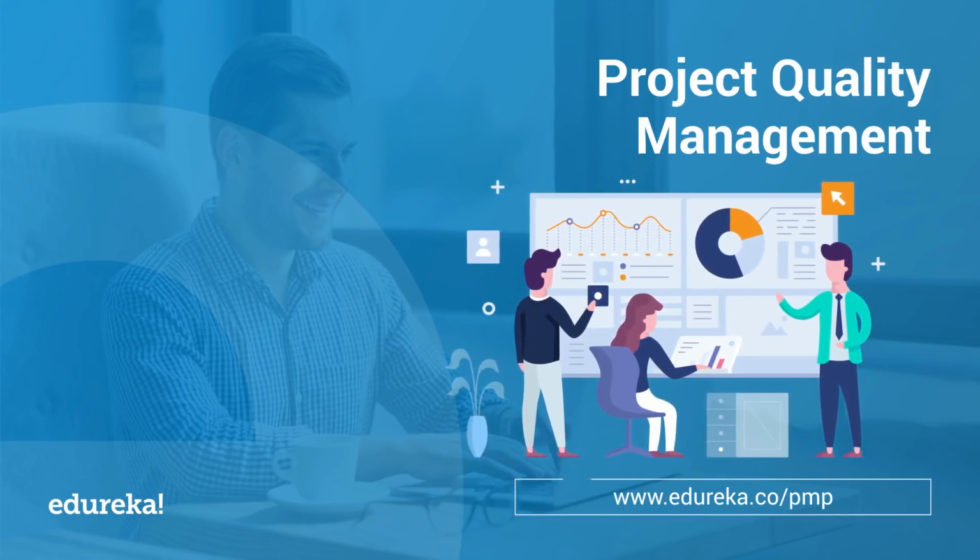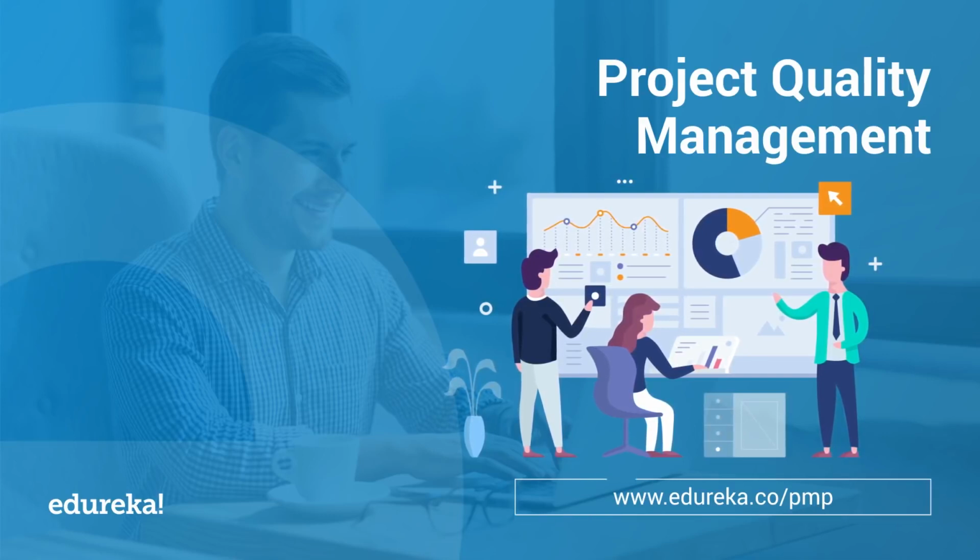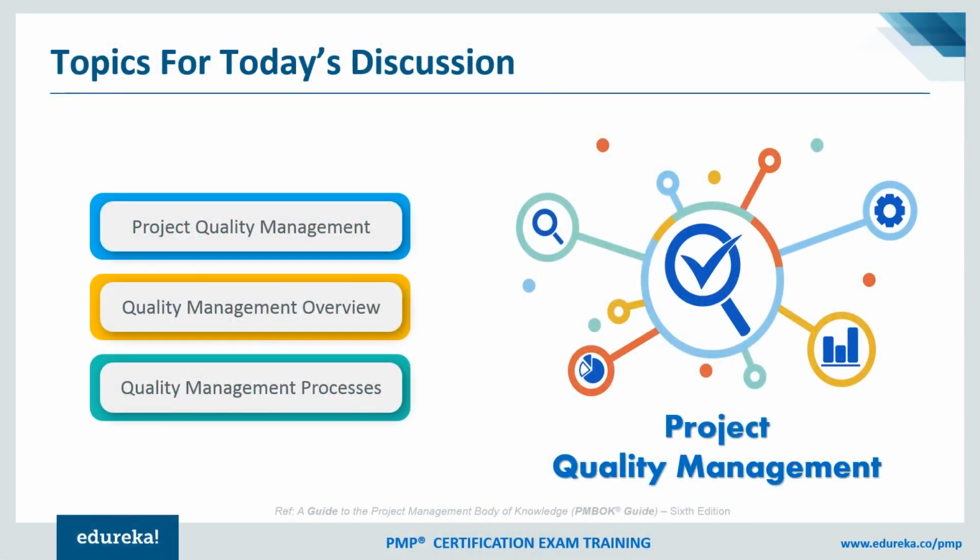And ultimately, quality is the responsibility of all the team members working on the project. But the project manager is ultimately responsible for quality. We will talk about what are the various aspects as a project manager you need to ensure that you take care of while managing quality on your project. So in today's discussion, we are going to talk about project quality management, the quality management overview, and the quality management processes that are involved in managing the quality on the project.